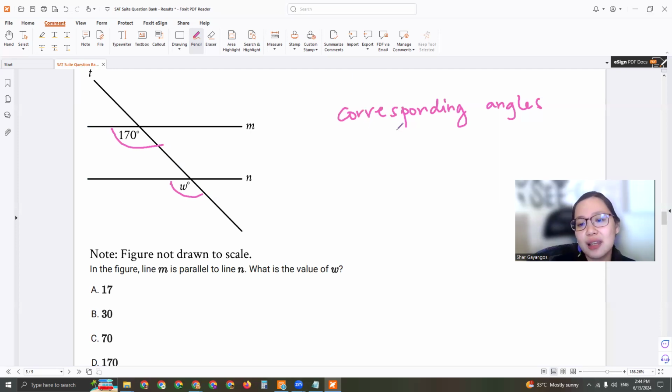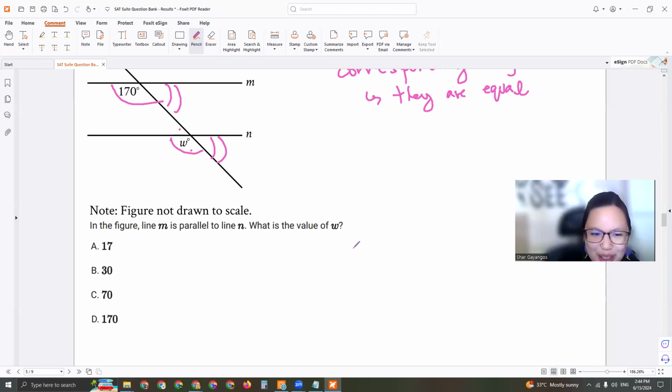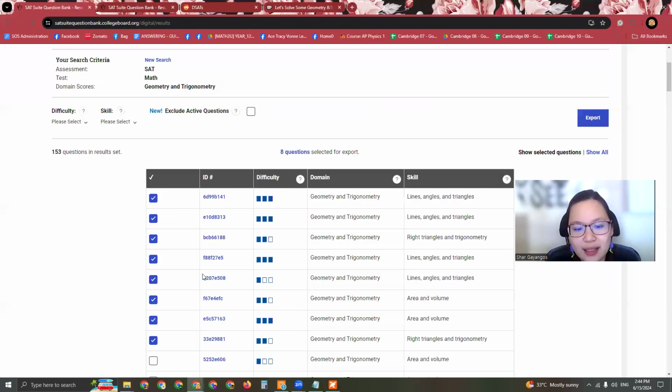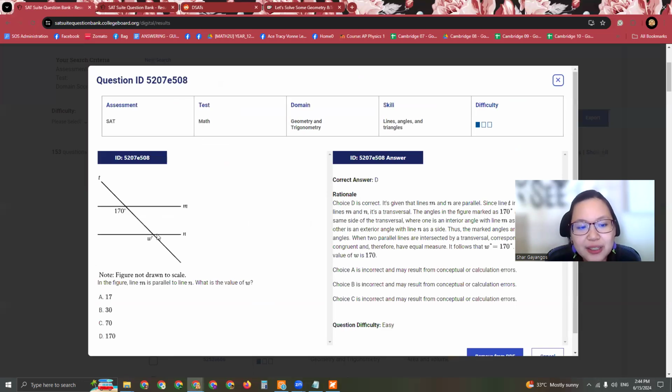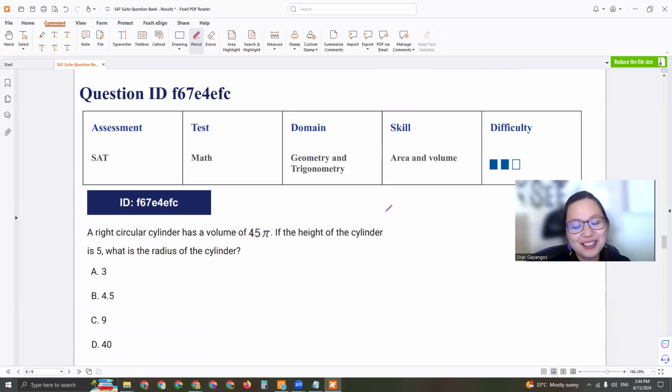And one interesting thing about corresponding angles is that they are equal, right? So these two are also corresponding angles. Anything that skips an angle in a parallel line, they are corresponding angles. And since we know that they are equal, we don't have to solve for anything. We immediately know that W is equal to 170. And we can double check that. When in doubt, check the answer key. All right. And then let's move on to another problem.